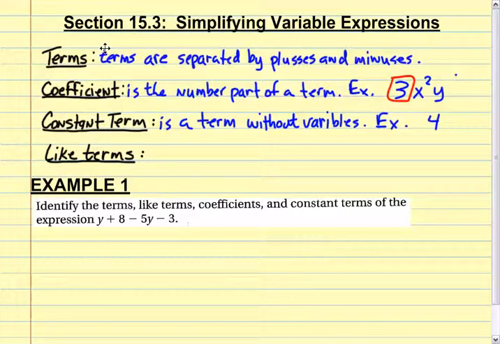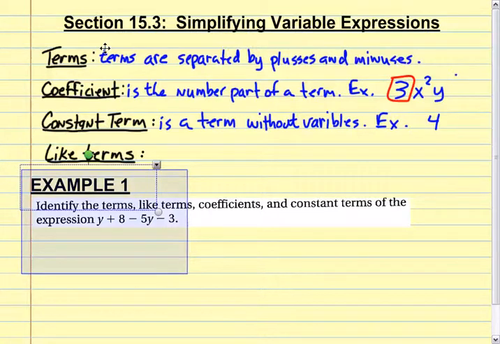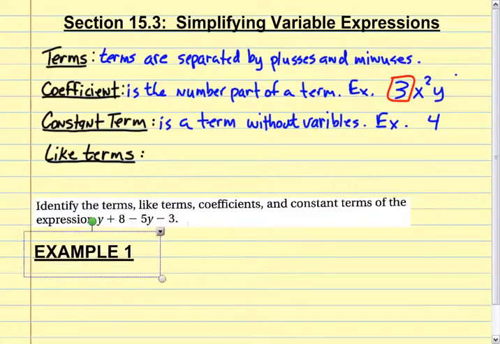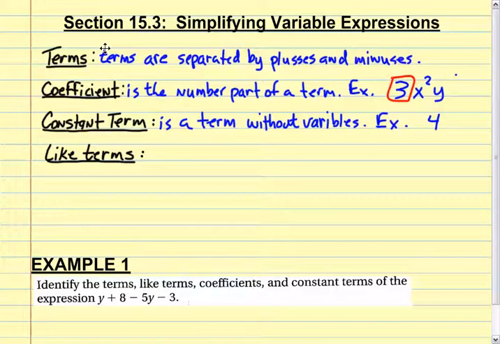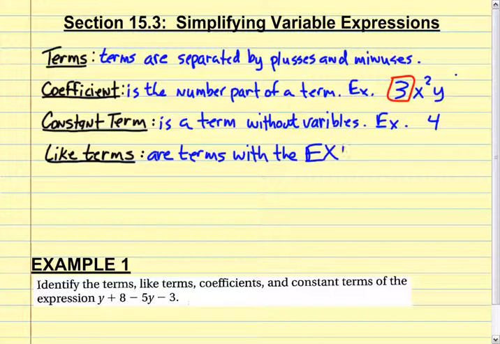Okay? Like terms. You know what? I need to move this down. You guys are doing great, by the way. Thank you. You're really helpful. Let me get this out of the way, because I want to do an example of like terms here in just a second. Like terms are terms with the exact same variable.